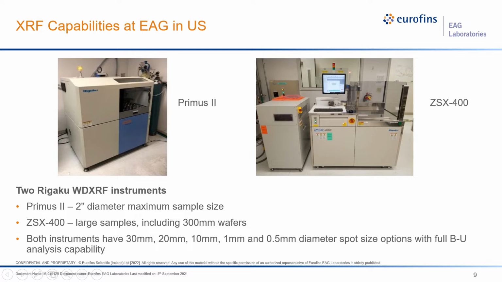On the right is our ZSX 400 instrument, which can accommodate large samples of different shapes and sizes, including 300 millimeter wafers, while also keeping the ability to use the smaller sample cups. Both instruments can analyze samples with 30 millimeter, 20 millimeter, 10, 1, and 0.5 millimeter diameter spot sizes, and are fully equipped with all the crystals necessary for boron to uranium analysis.